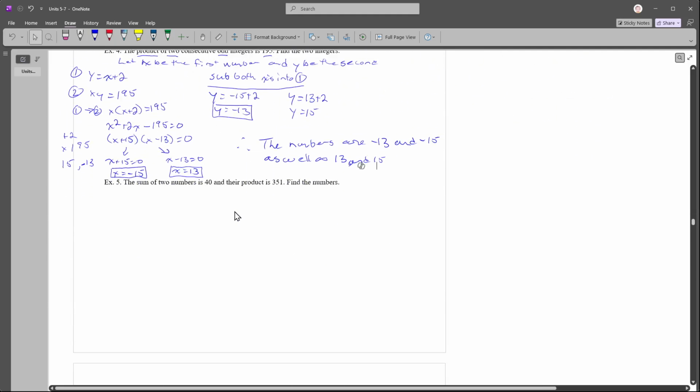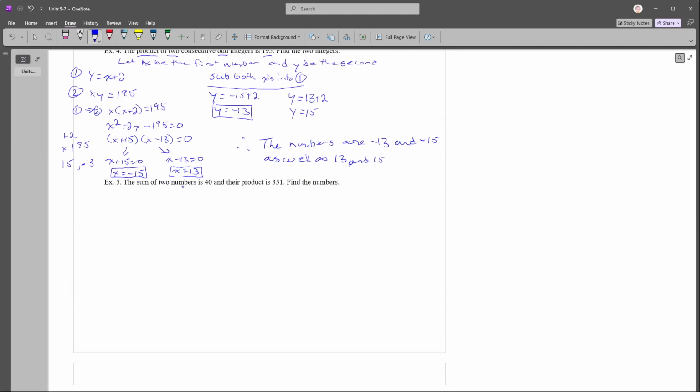Final problem here. So in this case, the sum of two numbers is 40. Okay? And their product is 351. Oh, so this is like old school questions that we've done a bunch of times now. Let's just create our let statements and let's just get right to work. So we have let x be the first number, and y be the second.